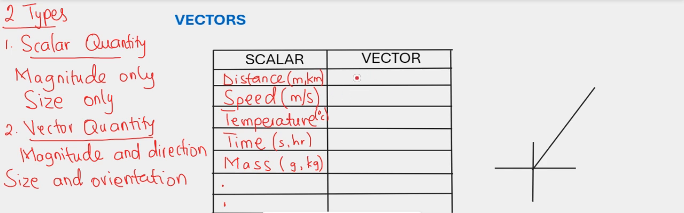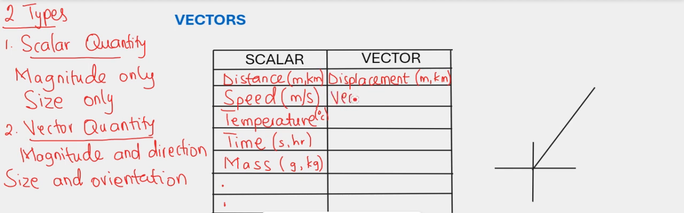Examples of vector quantities. We have displacement. Displacement is a distance with a given direction. So I can say I'm moving 15 kilometers north. That is displacement. It is again measured in meters, kilometers, just like distance, just that it has the orientation.